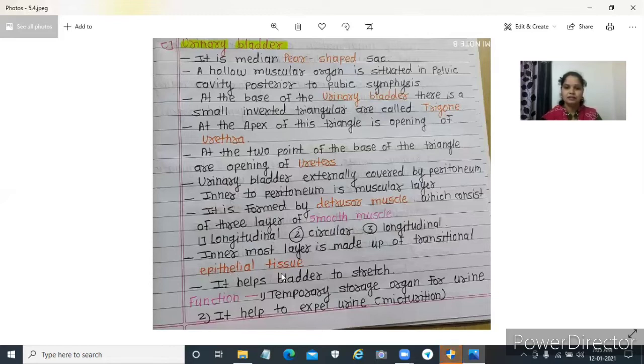This question is asked a number of times in the NEET exam as well as in the CET exam. These detrusor muscles help the urinary bladder to stretch when the urine is accumulated inside the bladder. Their main functions: the first is temporary storage of urine, and the second is that it helps to expel the urine. That's nothing but micturition.